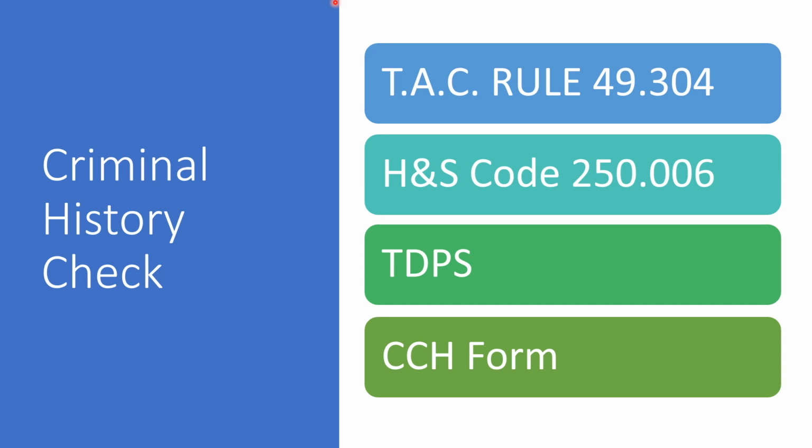In this video today, our goals and what I want you to take away from this video, we'll discuss more rules in Texas Administrative Code 49.304. We're going to talk about Health and Safety Code 250.006, Texas Department of Public Safety, and the CCH form, which is the computerized criminal history form. So let's jump right in.